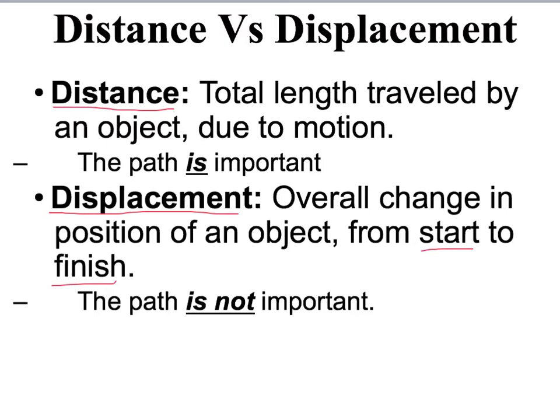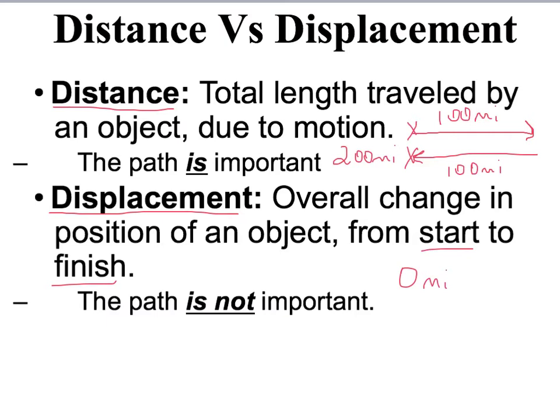Let me give you an example. Suppose that you travel 100 miles this way, and then you travel 100 miles back. You're taking a car trip someplace, to Wisconsin or something like that. Now, the total distance that you traveled would be 200 miles. But your displacement, since you started here and you finished at the same spot, your displacement would actually be 0 miles. This is going to be important when we talk about the difference between speed and velocity.